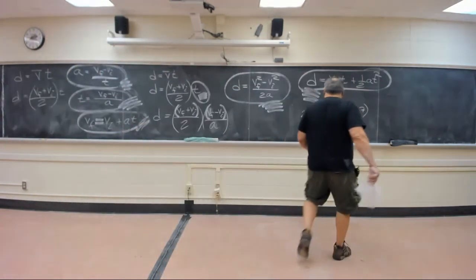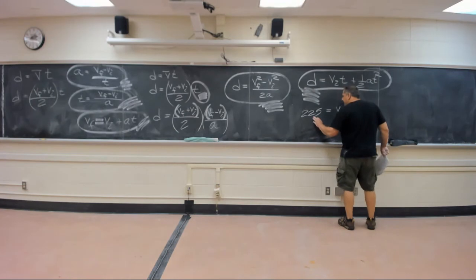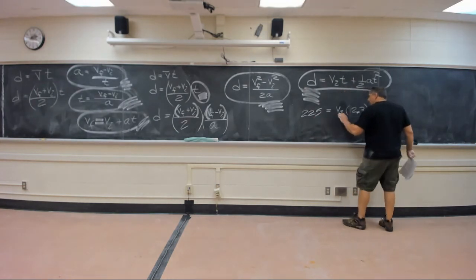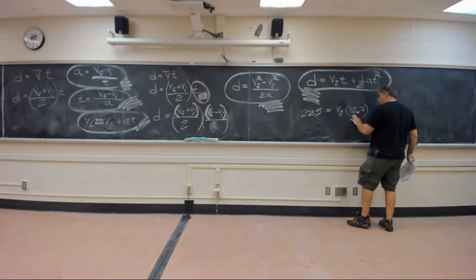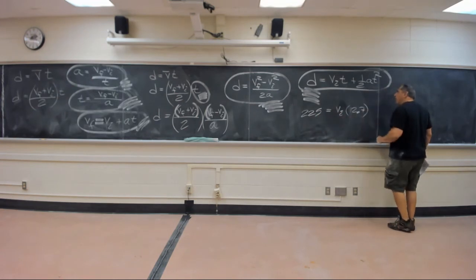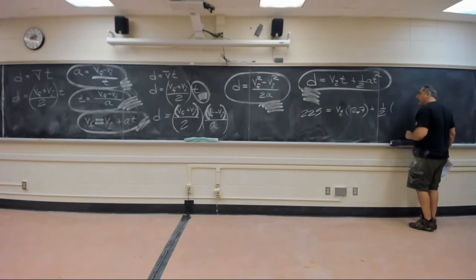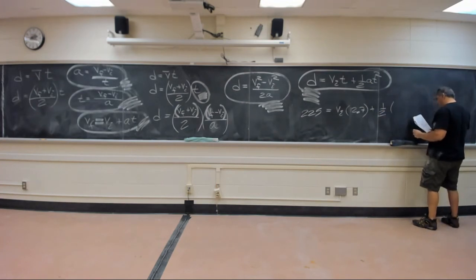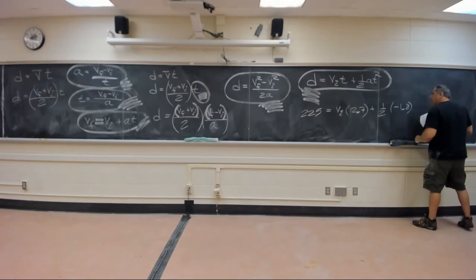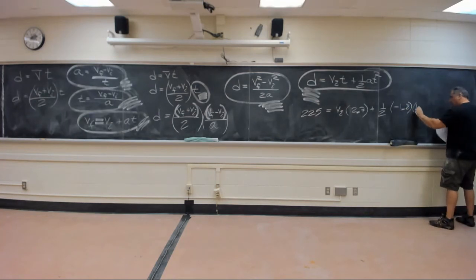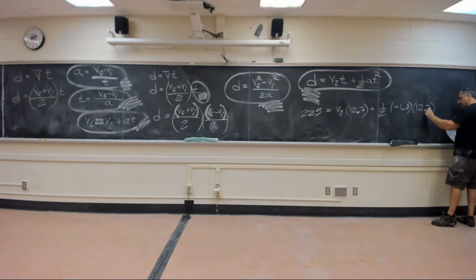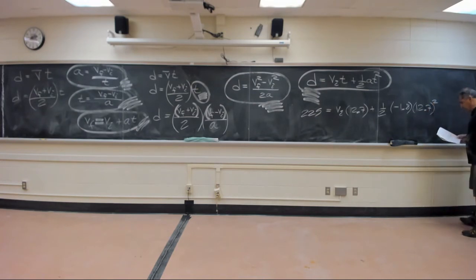It went 225 meters. Initially, at a speed VI, it covered 225 meters in 12.7 seconds. The brakes were on this thing, which meant the acceleration was negative 1.8. You got that?